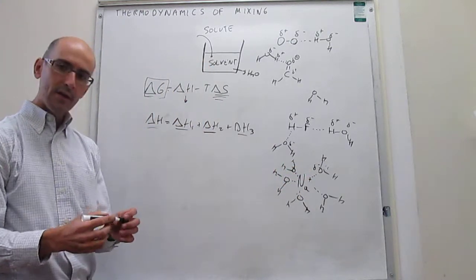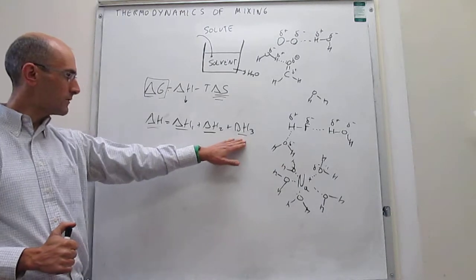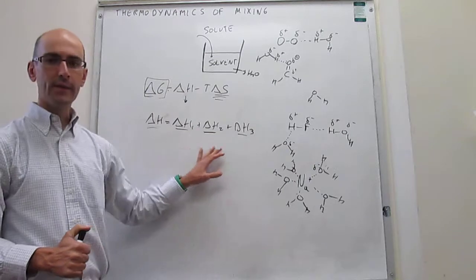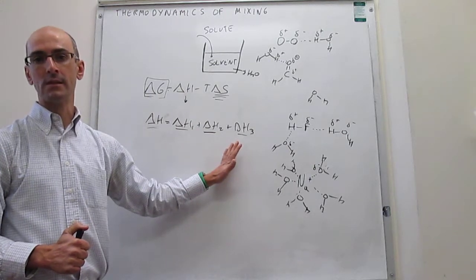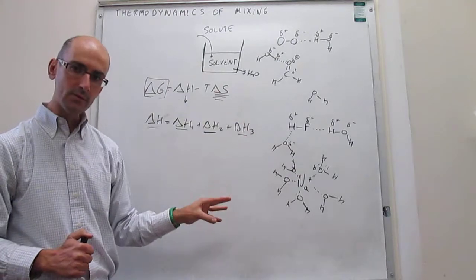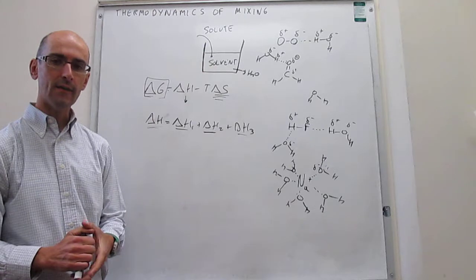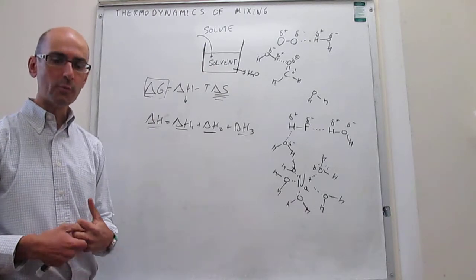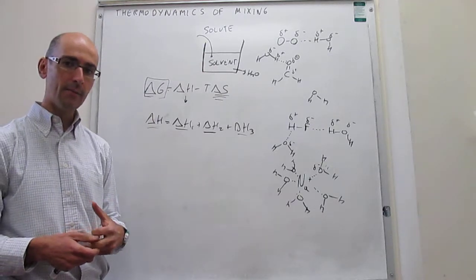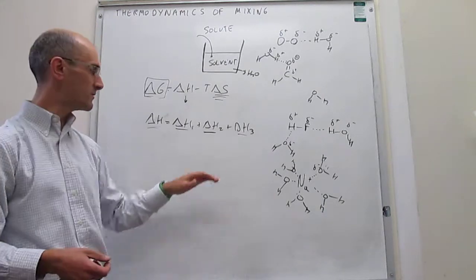So again, these type of interactions are the ones that you have to consider when you're trying to figure out whether the enthalpy of solution should be positive or negative. Notice that those are the interactions between the solute and the solvent, and those are the ones that factor into this third term, which will be the only negative term, the exothermic term, because you're forming new interactions.